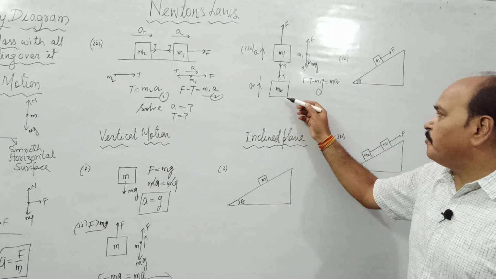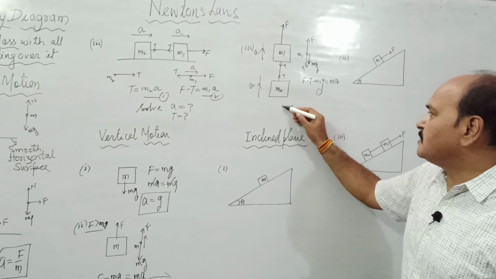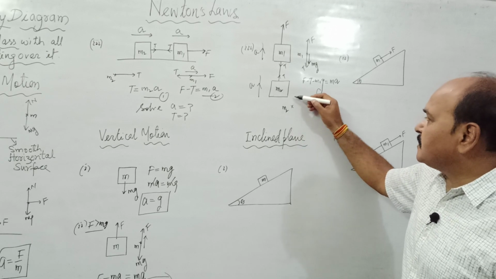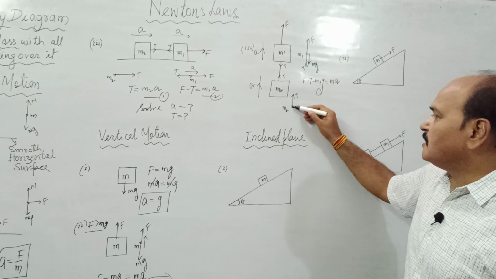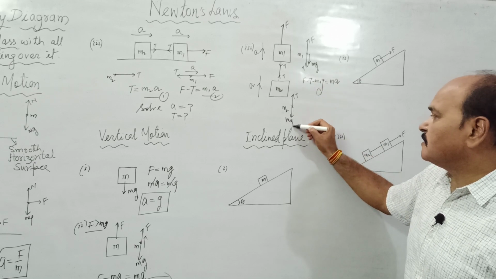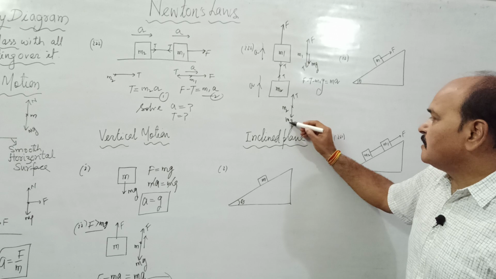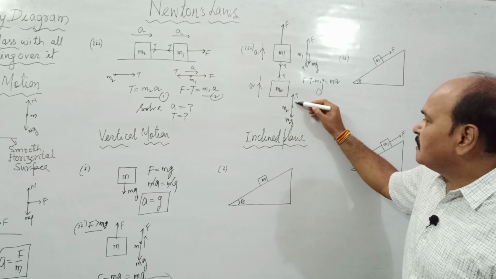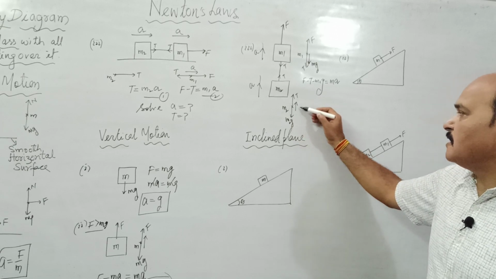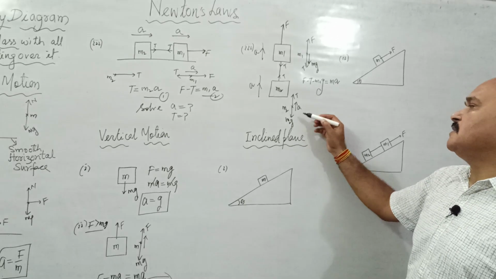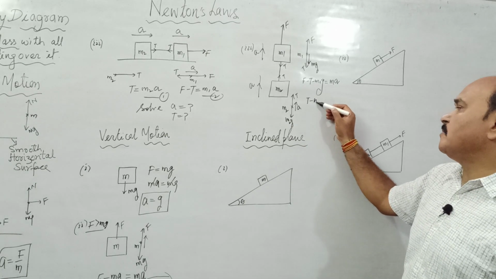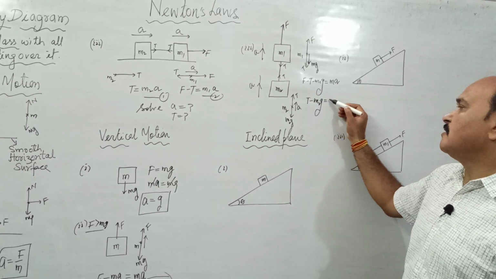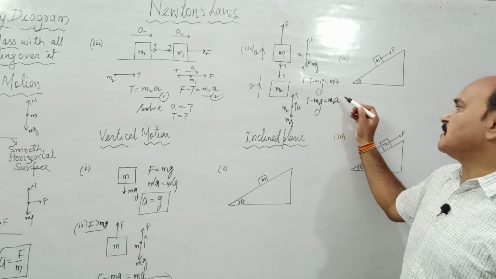For mass m2, the forces acting are what? T in the upward direction and its own weight in the downward direction. And if it is moving where? In the upward direction, that means T has to be greater than m2g. Net force is going to be T minus m2g, and that is equal to what? Mass of the body times its acceleration.